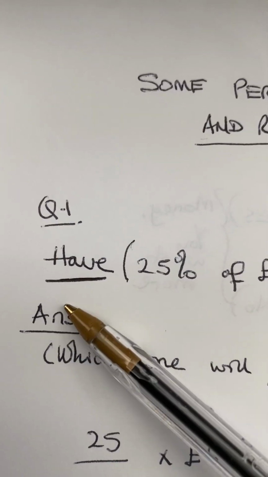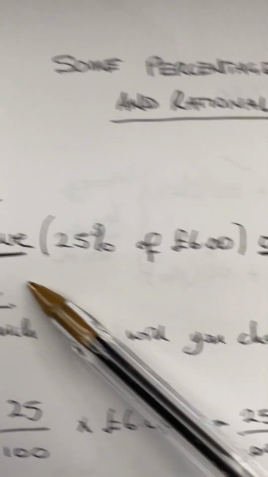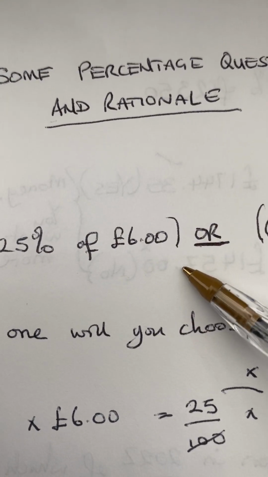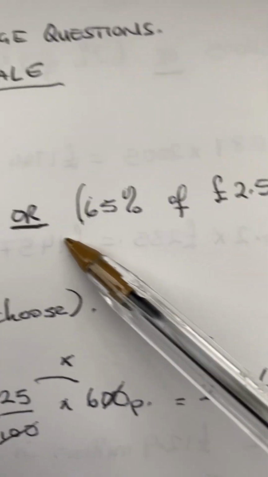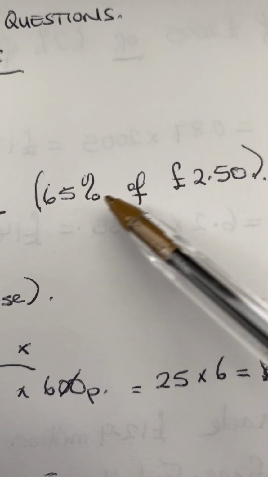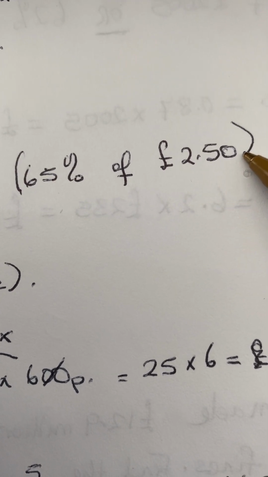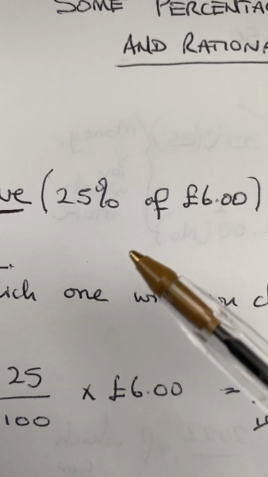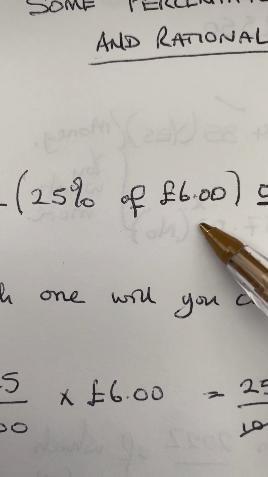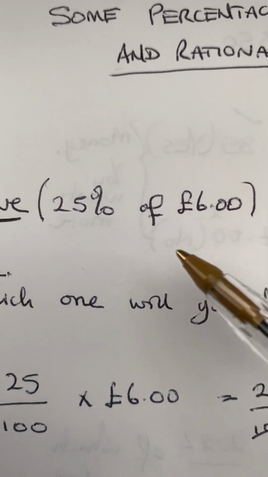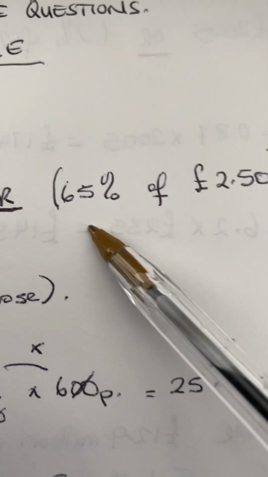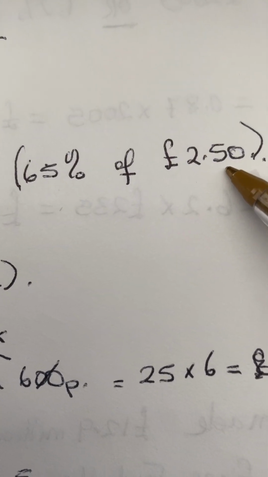Okay, now the first question is, do I want to have 25% of £6 or 65% of £2.50? The pound is a type of money spent in the UK. So do I want 25% of £6 or 65% of £2.50?